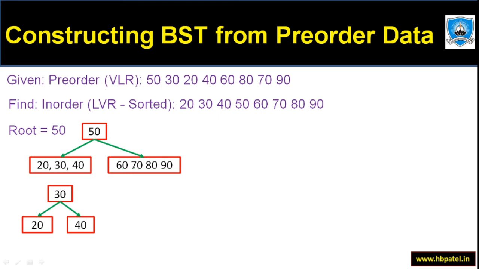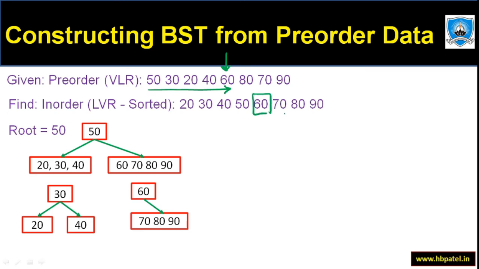Now for this 60, 70, 80, 90, which one should be made the root? So for that also you will be scanning like this only, and now you can see somewhere over here you have found 60. So we will be making 60, and if you check this out, all the numbers 70, 80, 90 are on the right hand side. So now I'll be putting 70, 80, 90 on the right hand side.